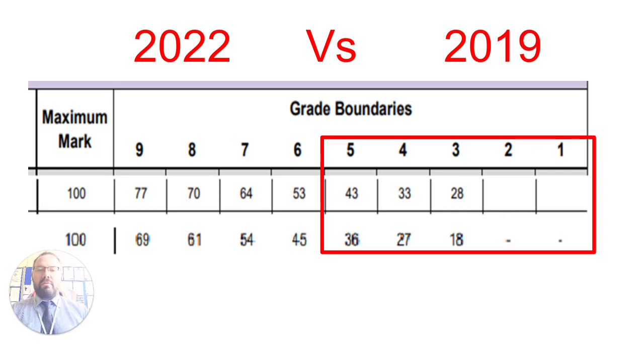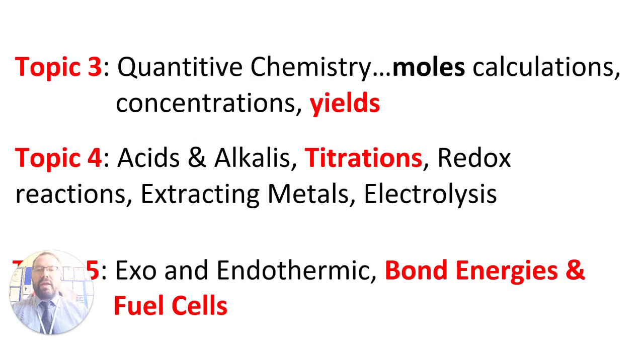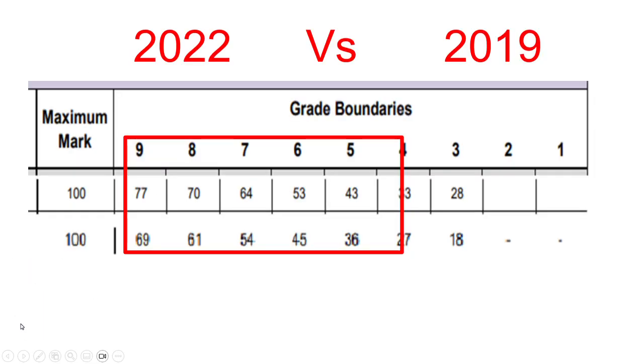To get the lower grades, you really need to know the first two topics, Topic 1 and 2. Video 2 will move on to Topic 3, which is mainly moles, Topic 4, your acids and metals, electrolysis, and then Topic 5, your exothermic and endothermic reactions. Now I'll just get rid of my face so you can see the screen properly, okay? Getting those next three topics will move your grade boundaries to the left into the higher grades, but you need a solid foundation first of all.